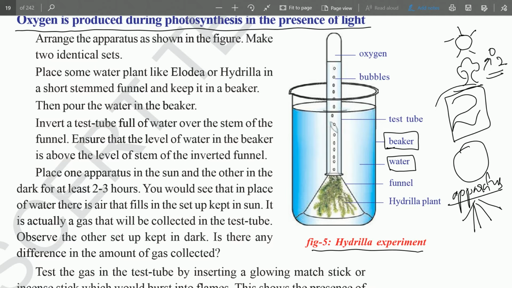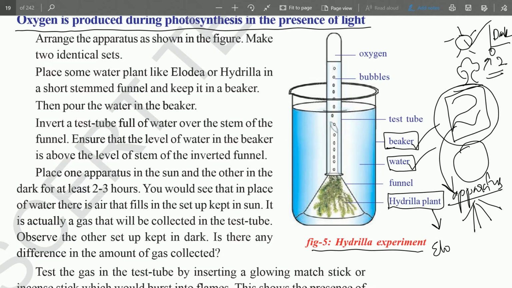So how many setups are we preparing here? Two. That means two apparatus we are preparing. One we will put under sunlight, one we will put in the dark. Here, first we will just take a beaker and water, and then in this we will introduce a hydrilla plant. So here we can use hydrilla or elodea or pistia or eichhornia.